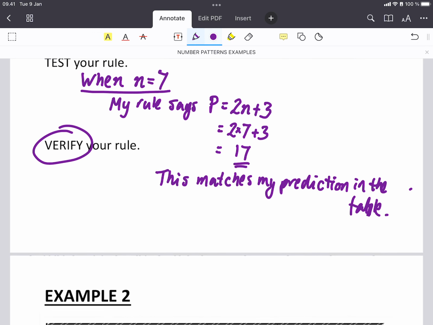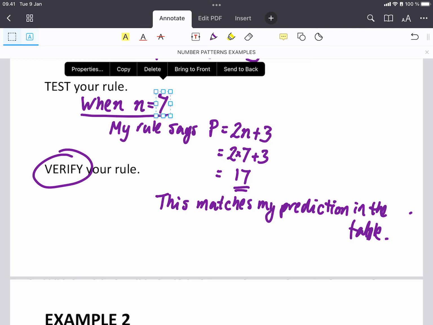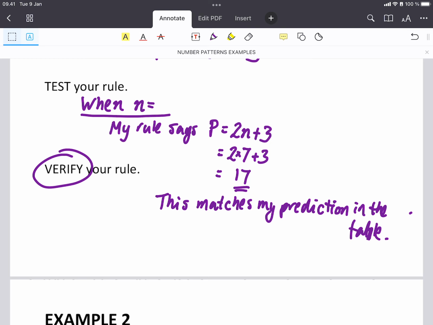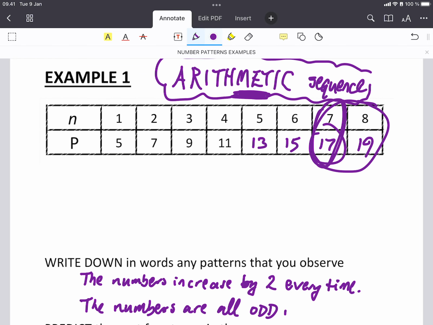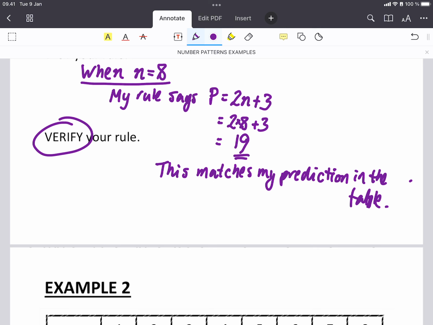So I'm going to do it one more time for n equals 8. So I'll just change that. So when n equals 8, my rule says P equals 2n plus 3, which is going to be 2 times 8 plus 3, which is going to be 16 plus 3 is 19, and 19 is indeed in my table. So this matches my prediction in the table.